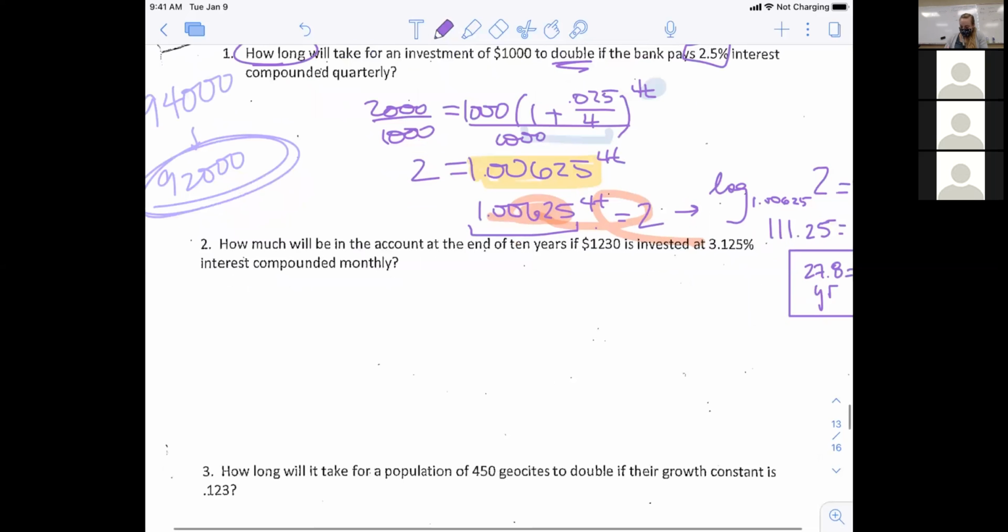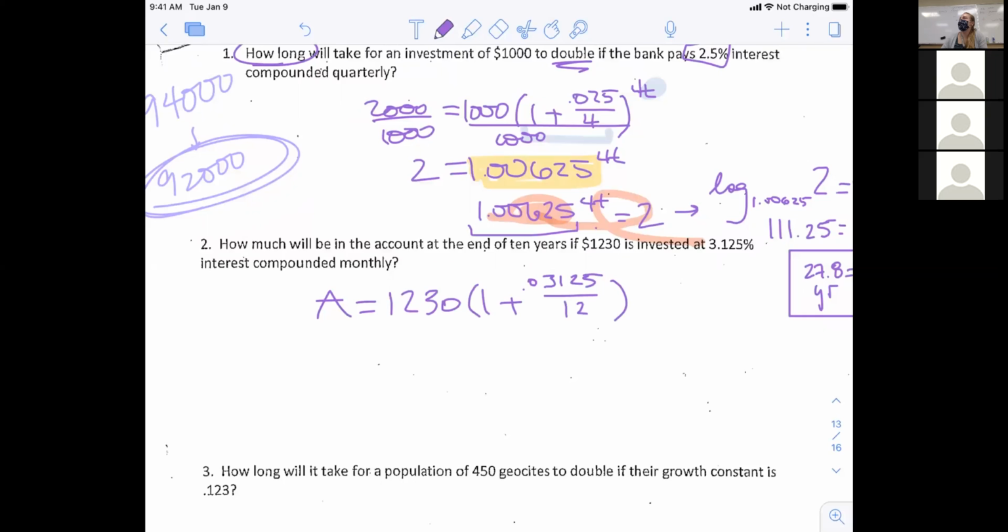Okay, so Jared says we're looking for the final amount. We're starting by putting 1,230 in at a rate of 3.125. So I have to make that a decimal, 0.03125. It's compounded monthly, so that's divided by 12. My exponent is 12 times 10 because it's happening monthly and for 10 years. Okay, why don't you try and solve that? Try and find A.